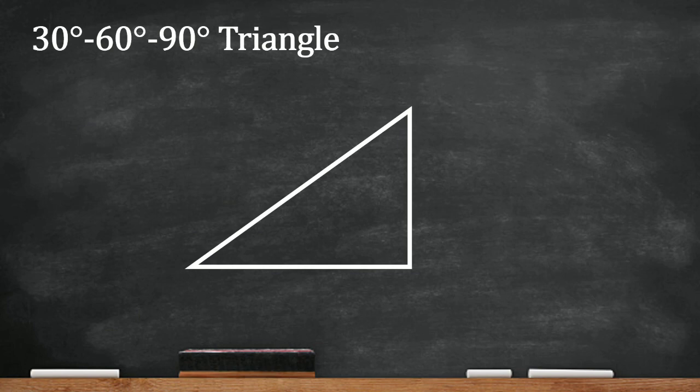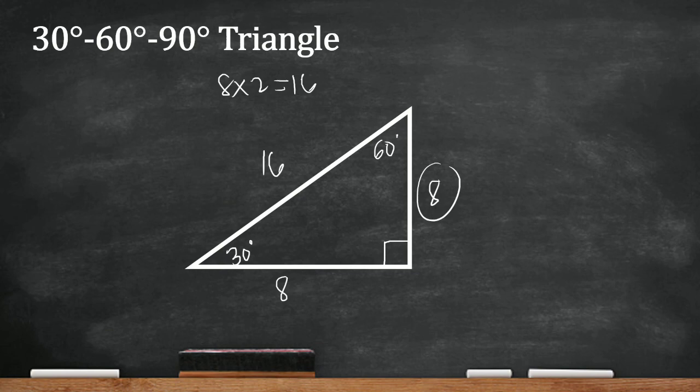Okay, so let's try another example. Suppose, again, this is the right angle, and this is 30 degrees, and this is 60 degrees. Suppose the shortest side opposite 30 degrees is 8. Then to get the hypotenuse, you just multiply 8 by 2. So 8 times 2 will give us 16. So this is the longest side. To get the side opposite 60 degrees, just copy 8, which is the shortest side, and then multiply it by square root of 3.